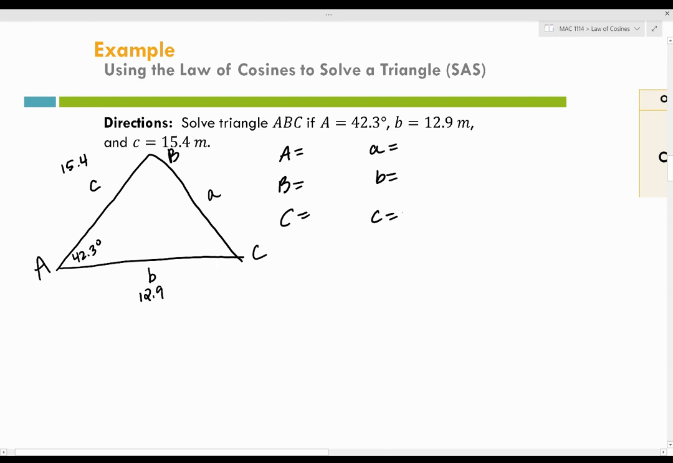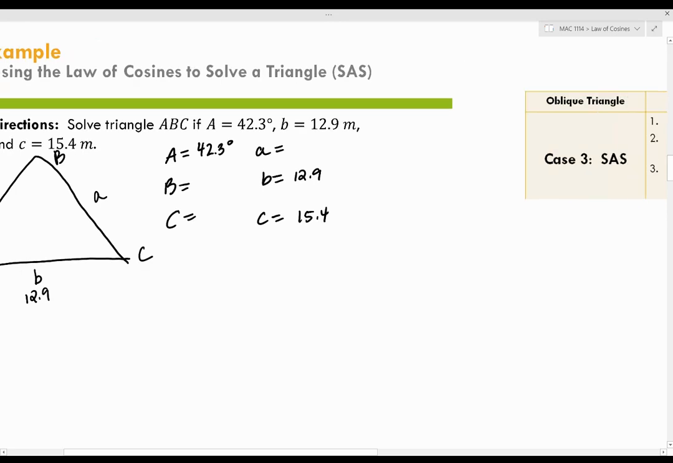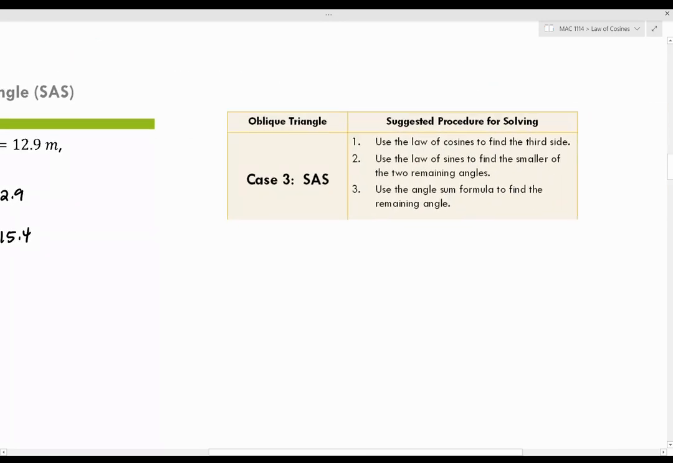Okay, so little c is 15.4, little b is 12.9, and A is 42.3. Now we need to classify what type of triangle we have. We have a side, angle, side, and the angle is included in between the two sides. So this is a side-angle-side triangle. Anytime you're given a side-angle-side triangle, we're going to follow these steps.